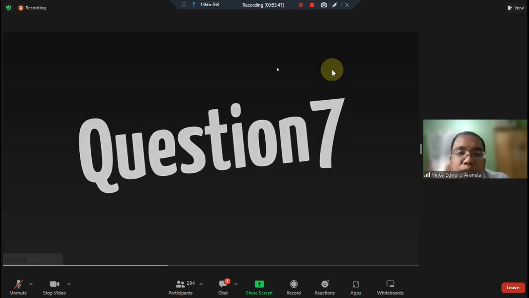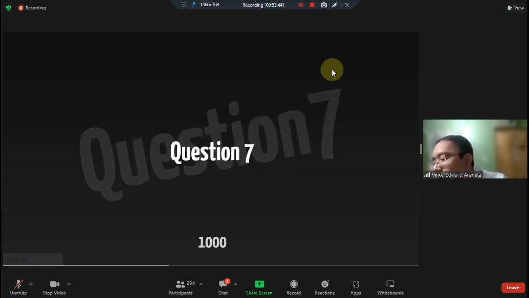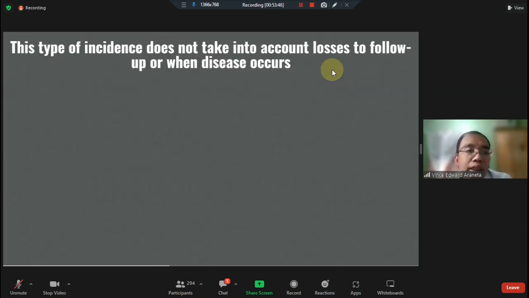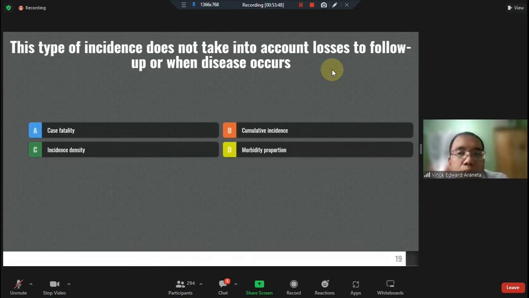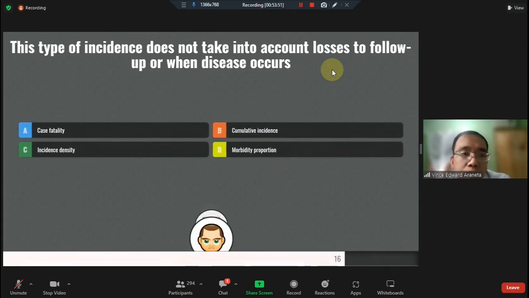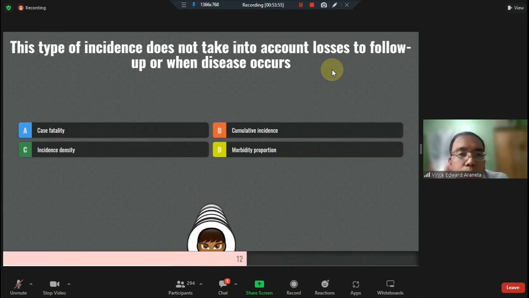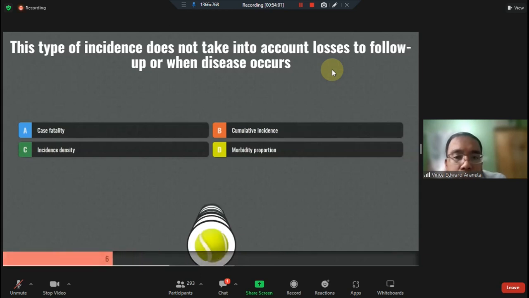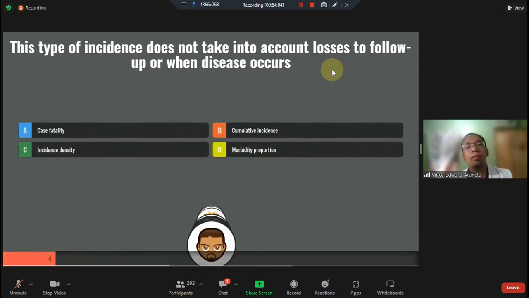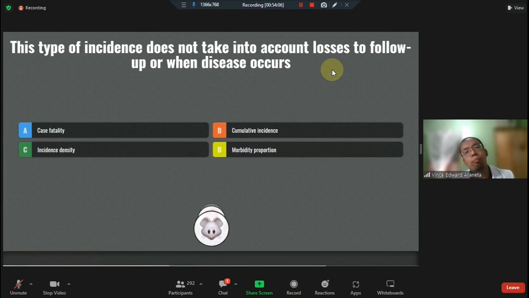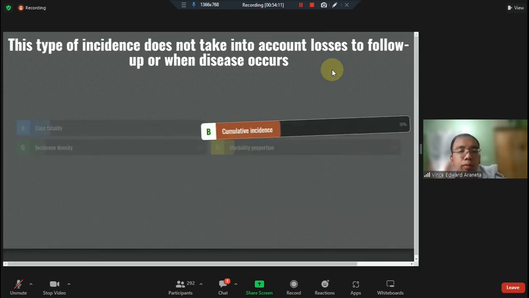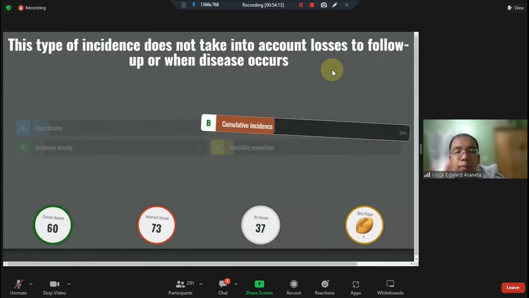The next question, 7. This type of incidence does not take into account losses to follow-up or when disease occurs. A. Case fatality. B. Cumulative incidence. C. Incidence density. D. Morbidity proportion. The answer is B, cumulative incidence. That's player A.